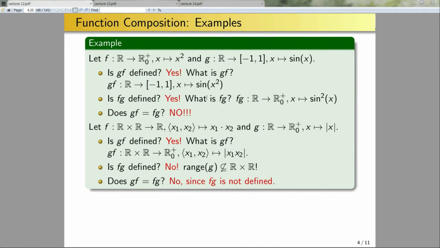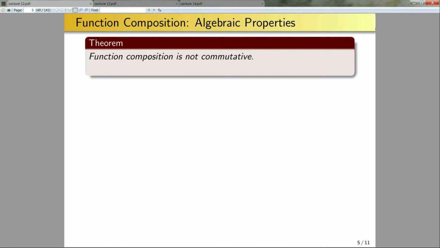So the lesson that we get out of these two examples is that g∘f may not be equal to f∘g for two reasons. One, one of the compositions might not be defined, or two, we could have a different range, codomain, or the functions could act differently. So let's make a theorem out of this. Function composition is not commutative. To be explicit, that is to say f∘g is not equal to g∘f for all functions f and g.